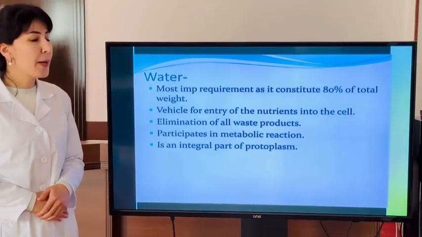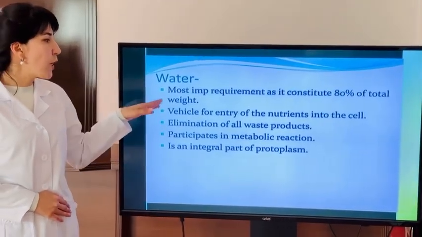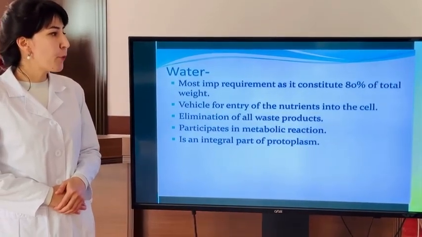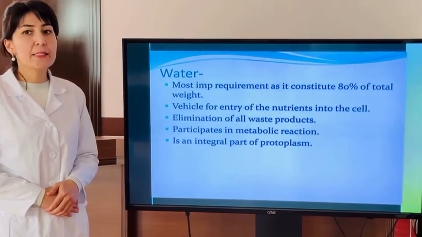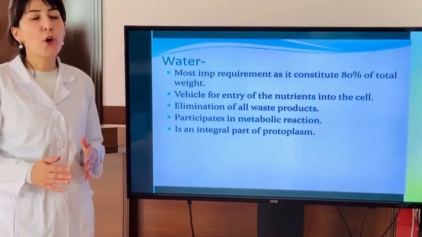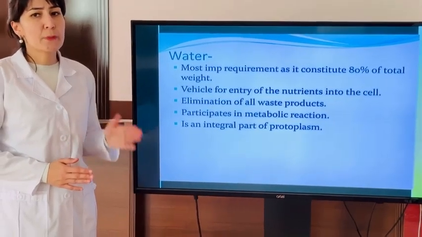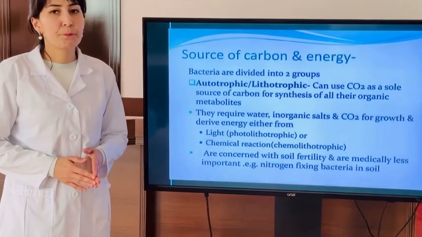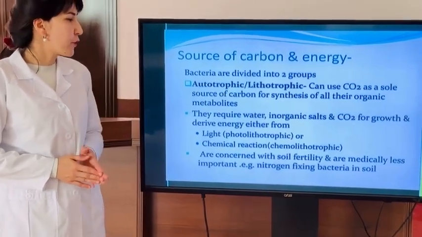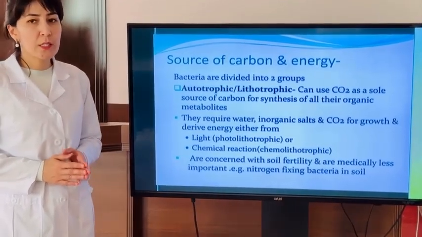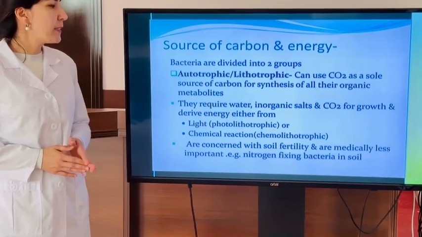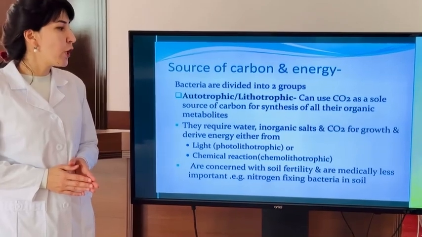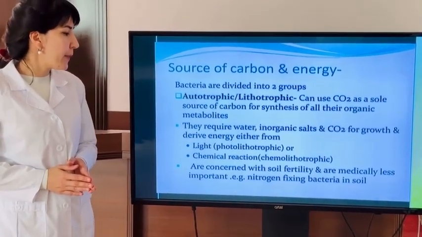First I will talk about water. Water is the most important component, about 80% of total weight. It helps in the elimination of waste products, participates in metabolic reactions, and is an integral part of the protoplasm. Source of carbon and energy: bacteria are divided into two groups, and autotrophs or lithotrophs can use carbon dioxide as a sole source of carbon for synthesis of all their organic metabolites.